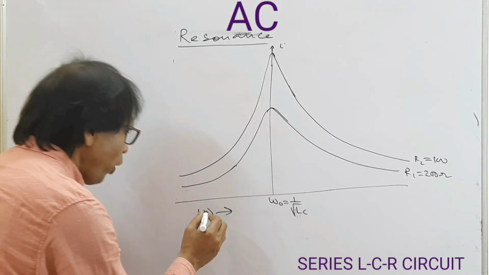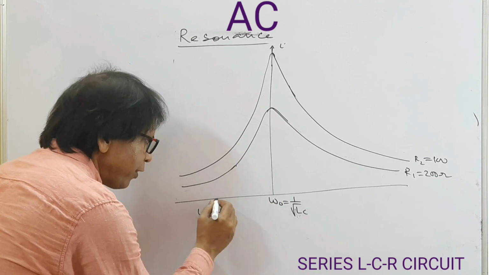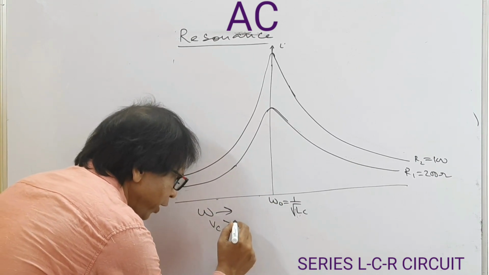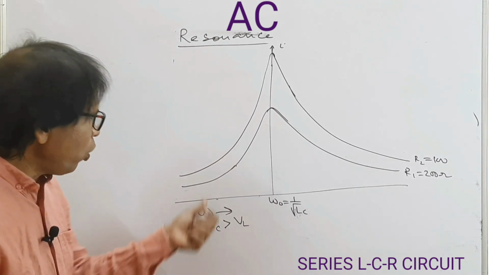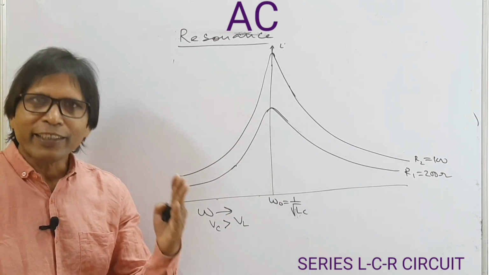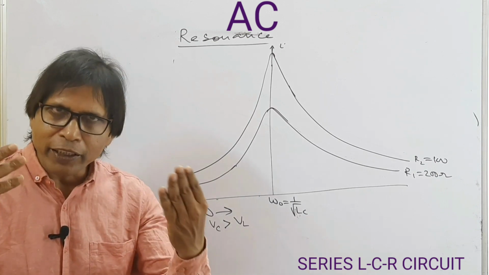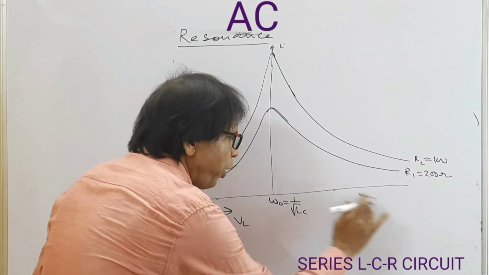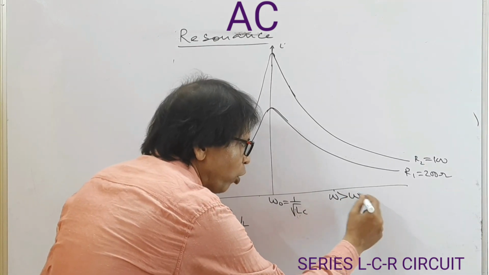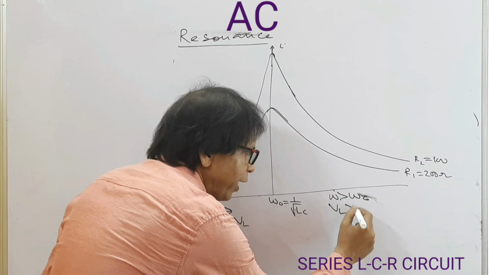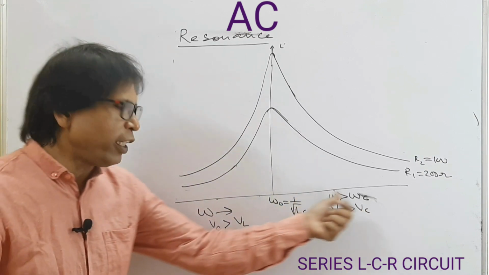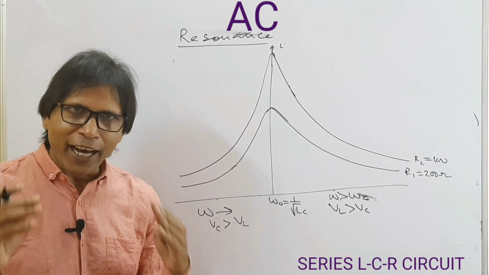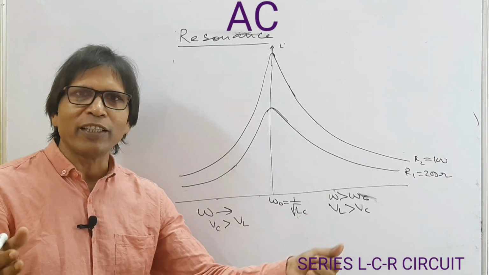Now look at this, when omega is less than omega naught, that is this region, here VC is greater than VL. So in this region the circuit becomes a capacitor dominated circuit and here the current leads the voltage. When omega is greater than omega naught, then VL is greater than VC. So this region is the inductor dominated circuit and here the current lags behind the voltage.